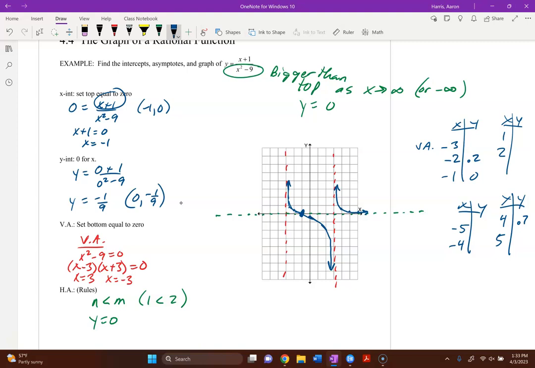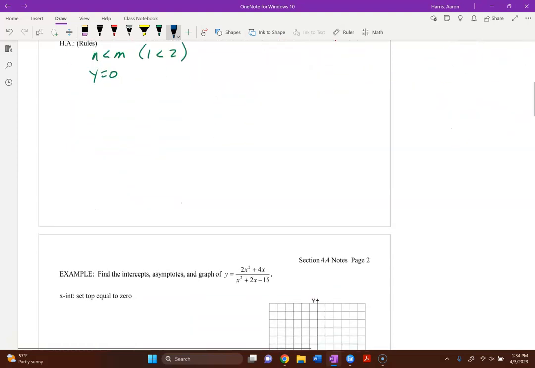So you're just plugging points in at this point. And I'd throw some in over here as well. And you'll see as I go out, I'm getting closer and closer to that green line, right? And that's kind of the name of the game with our rational functions. Let's do some more here.